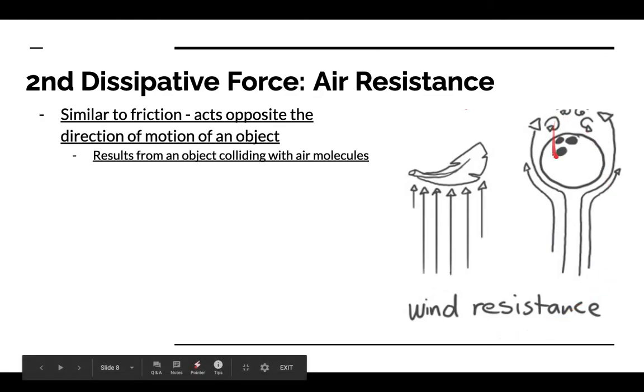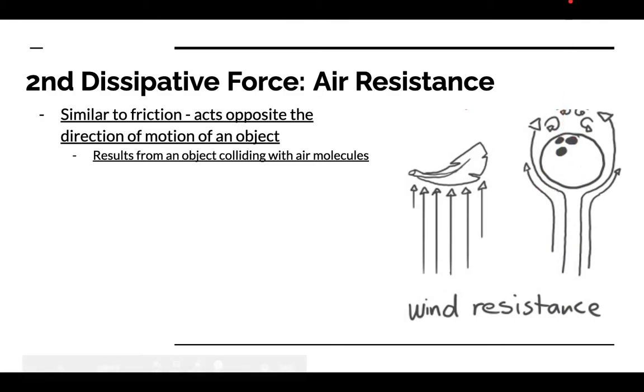So for example, an object that's falling like a bowling ball is going to collide with all these air molecules right here, which is going to cause air resistance to push up on our object, and same thing with a feather. Okay, so there are two primary factors that affect air resistance.